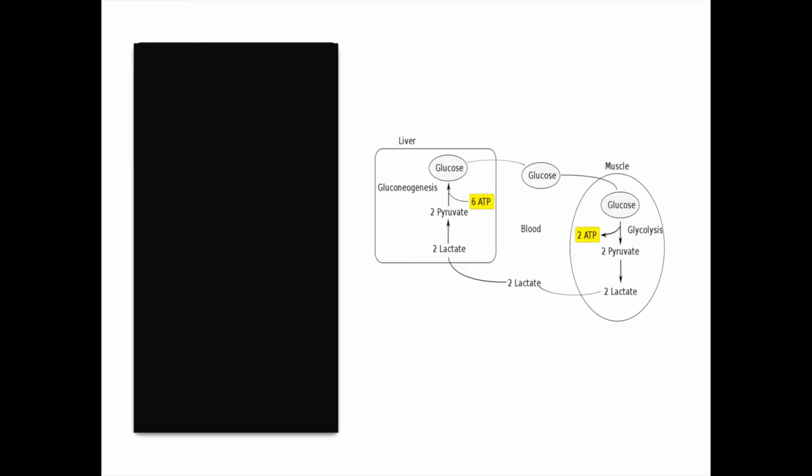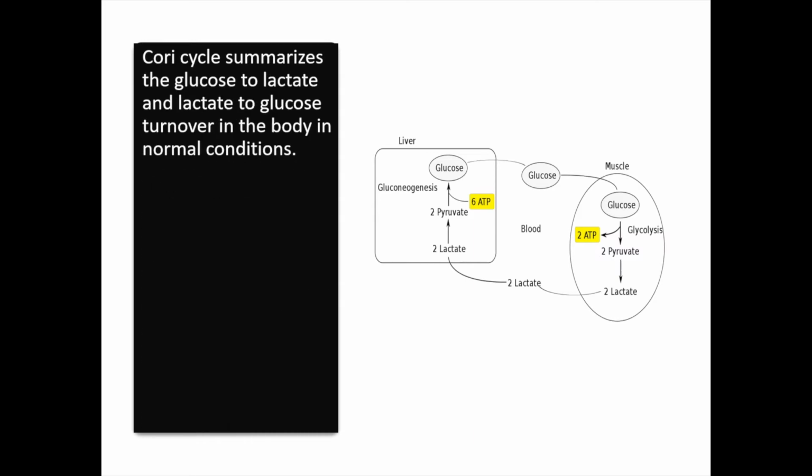Now let's look at the Cori cycle briefly, because the Cori cycle helps us summarize the glucose to lactate and lactate to glucose turnover in the body in normal conditions. Whenever there is increased muscular activity, the muscle cells uncouple the Krebs cycle and mainly focus on glycolysis for a rapid and increased ATP supply temporarily. As a direct consequence, there is increased accumulation of pyruvate, which eventually leads to lactate formation by lactic acidogenesis, and the lactate goes out to blood and eventually to the liver.